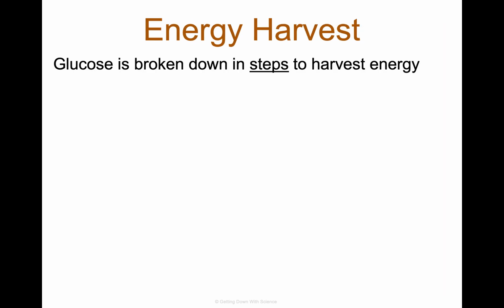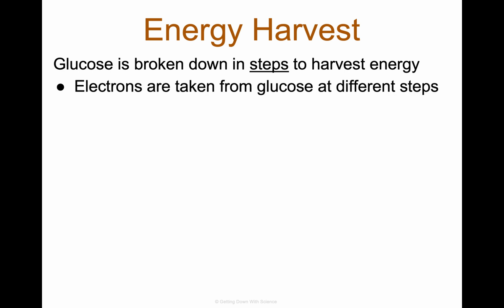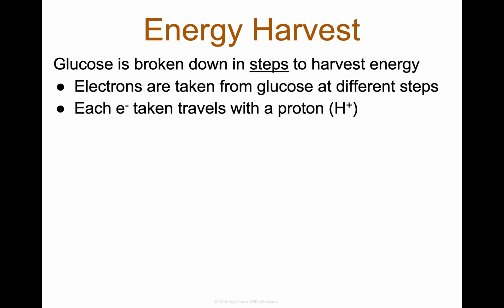So let's talk about energy harvest. Glucose is broken down in steps to harvest energy. Electrons are taken from glucose at different steps. When electrons are taken, they travel with a proton. Remember, when we talk about passing electrons, we're really talking about a hydrogen. This is how we pass electrons in biology.